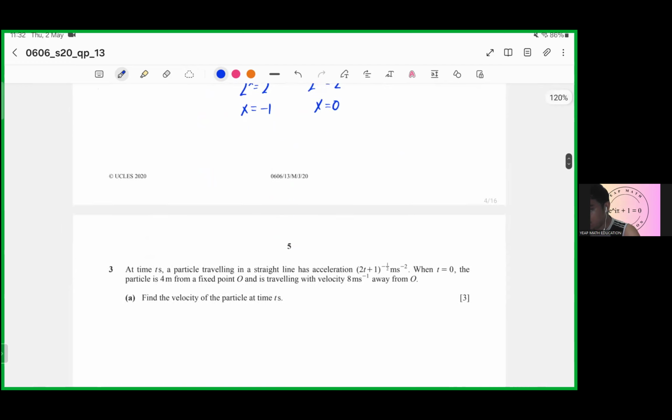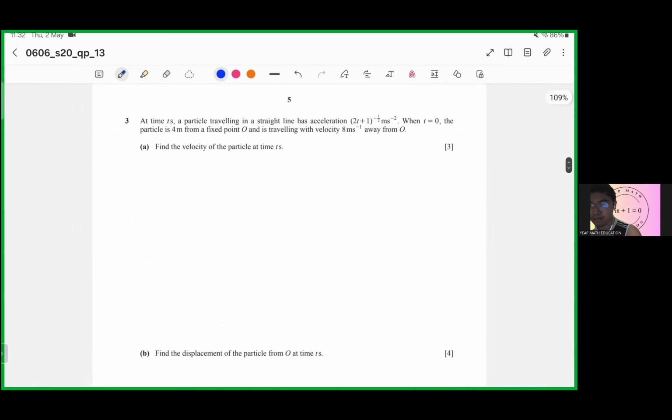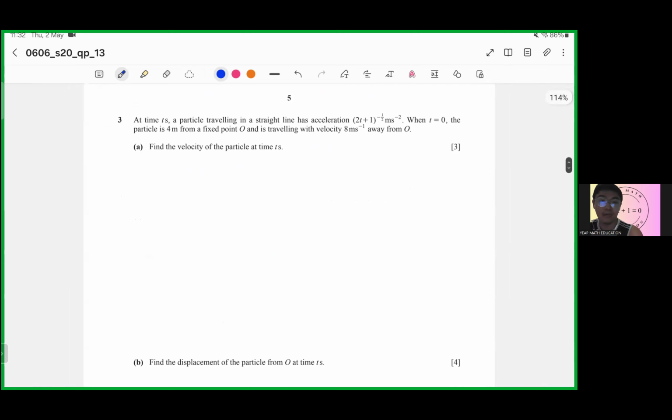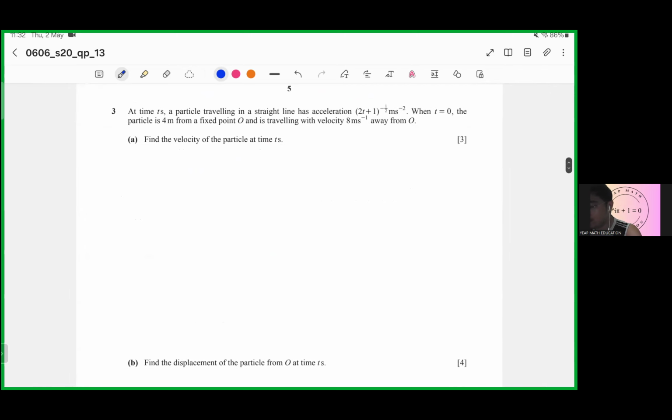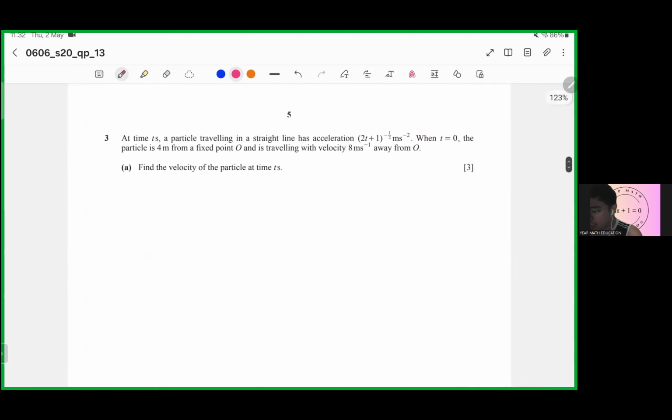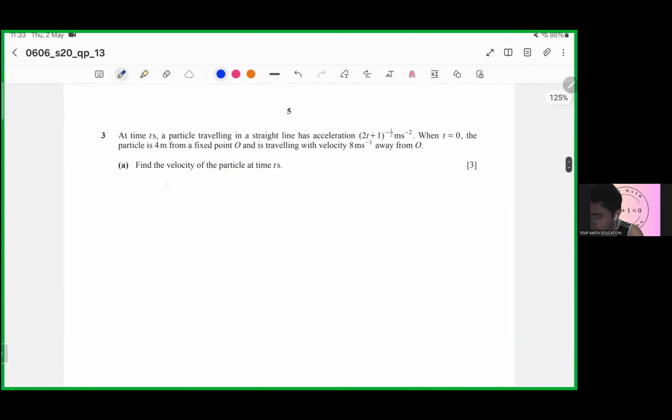Now we look at question 3. Question 3 is related to the topic of kinematics. At a time t seconds, a particle travelling in a straight line has an acceleration given by this equation. When t equals 0, the particle is 4 metres from a fixed point O and is travelling with a velocity of 8 metres per second away from O. Find the velocity of the particle at time t seconds. This is the acceleration.